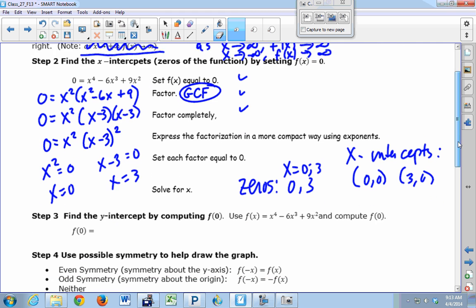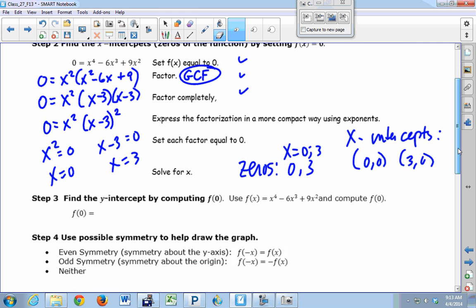Okay. Find the y-intercept. We have to know where we cross the y-axis. That's when x is 0. So put 0 into the function, and we get a 0. So (0, 0), the origin, is acting as both the x-intercept and the y-intercept. It's playing a dual role.